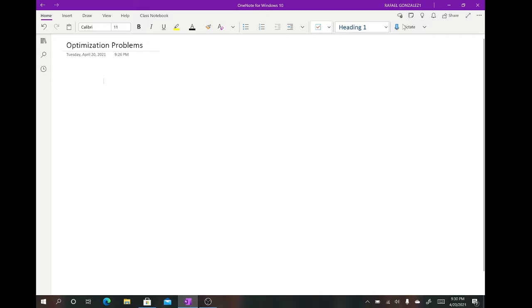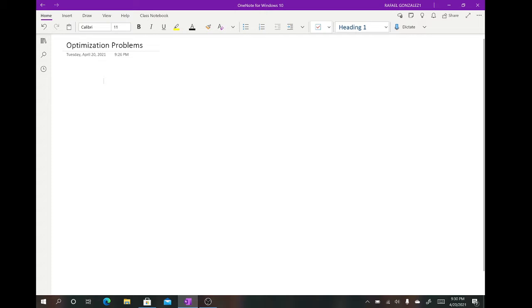Alright everyone, welcome back. Today we're going to be talking about optimization problems. Now this is probably the section that gives Calculus 1 students the most difficulty. And believe it or not, it's not the calculus that gives the students difficulty, it is the algebra and relating variables to one another that actually causes difficulties.